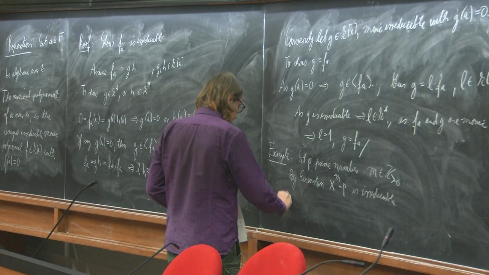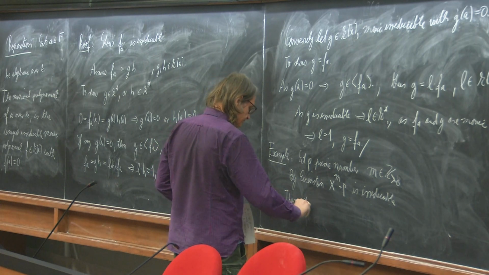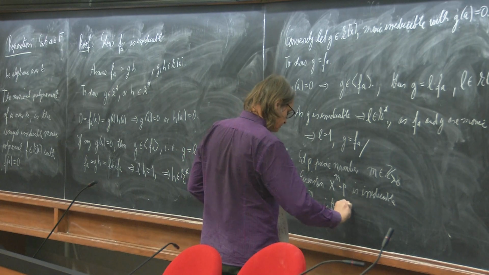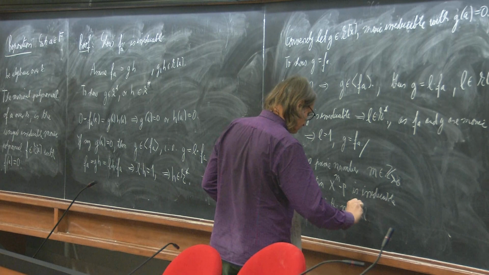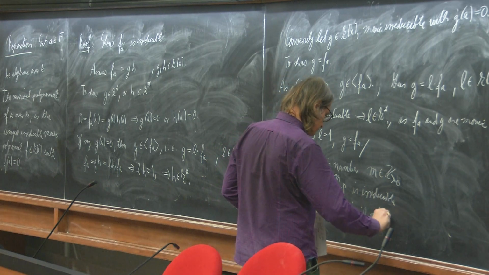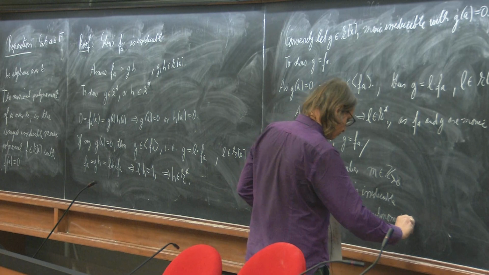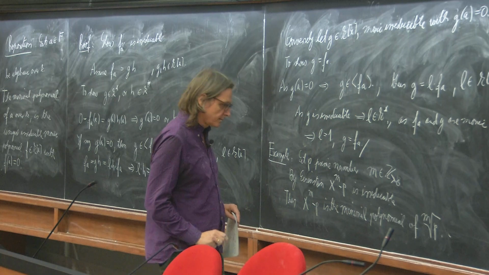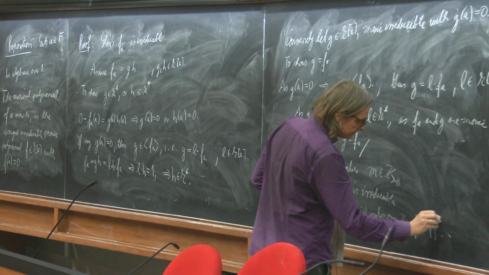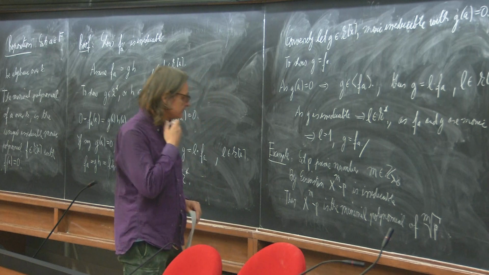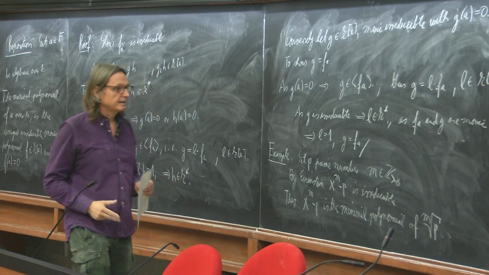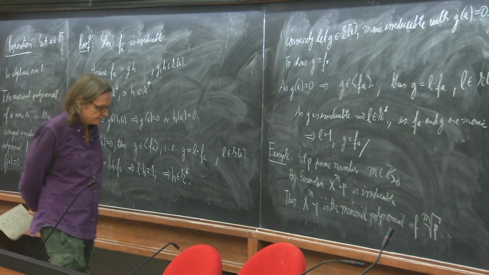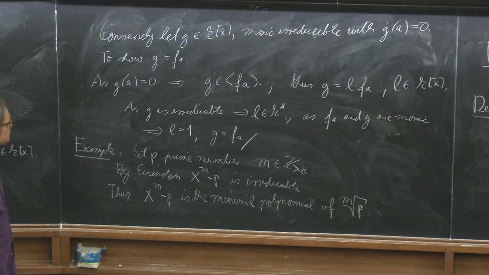So thus x to the m minus P is the minimal polynomial of the mth root of P. Okay, so in concrete cases it's quite simple. So now I claimed before that we use this minimal polynomial to describe the simple algebraic extensions.